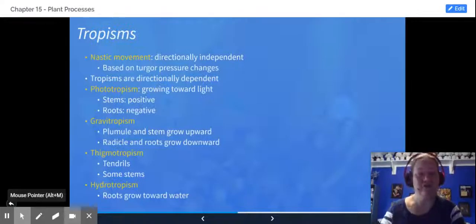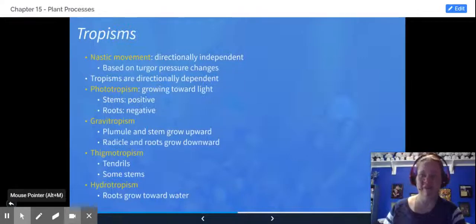Phototropism is growing toward a light source, okay? And remember, a positive tropism is going to grow toward the source of the response or toward the stimulus, and negative is going to grow away from the stimulus, okay? So in phototropism, stems have a positive phototropism because they're going toward the light. Remember, phototropism is growing toward the light. So stems have positive, but roots are growing in the opposite direction, so that's a negative phototropism.